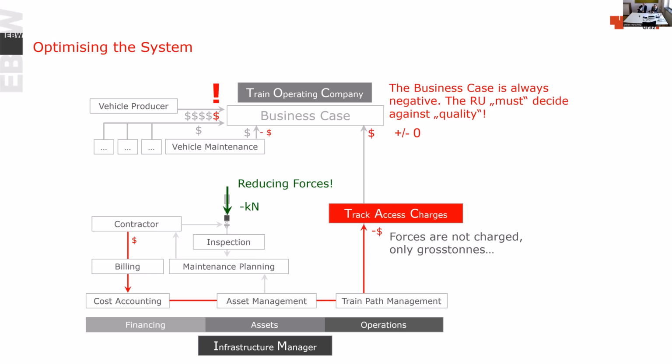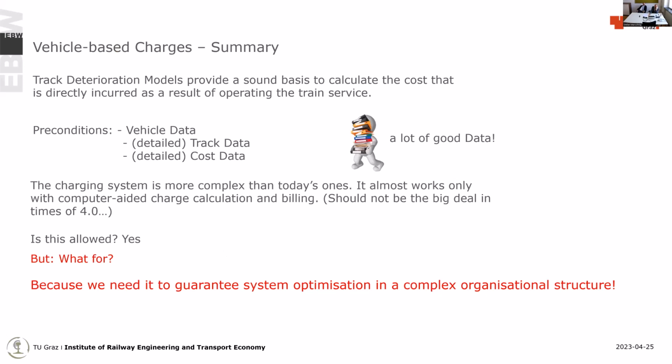So we see, due to the splitting of the infrastructure and the vehicle, this process of suboptimum at the train operating company. So what for? This is because we need to guarantee the system optimization still in this complex organizational structure.